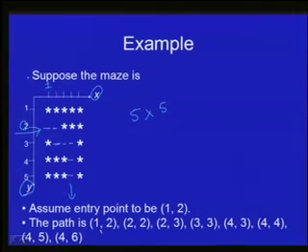So the path will look like this: we start from 1, 2, which is this. Then we go to 2, 2, which is this, so we move in this way. Then we go to 2, 3, this way. And then 3, 3, 4, 3, 4, 4, 4, 5, and then finally we come out of the maze here, which is 4, 6.